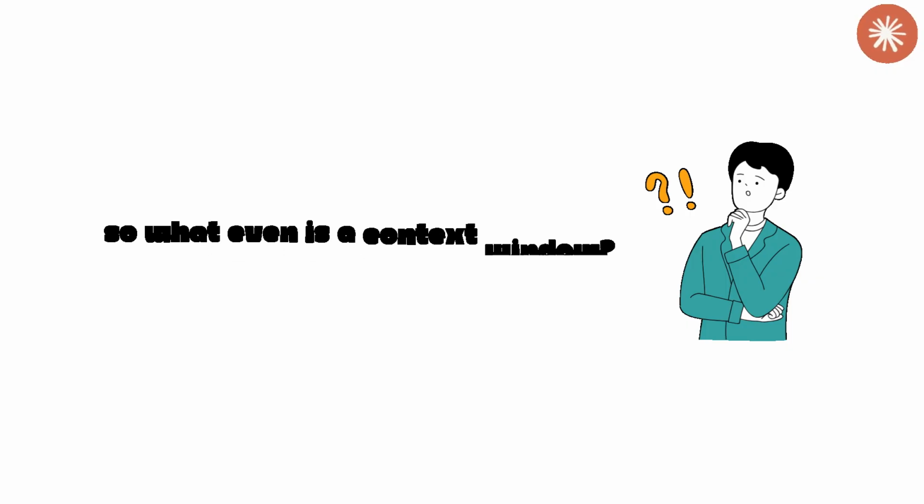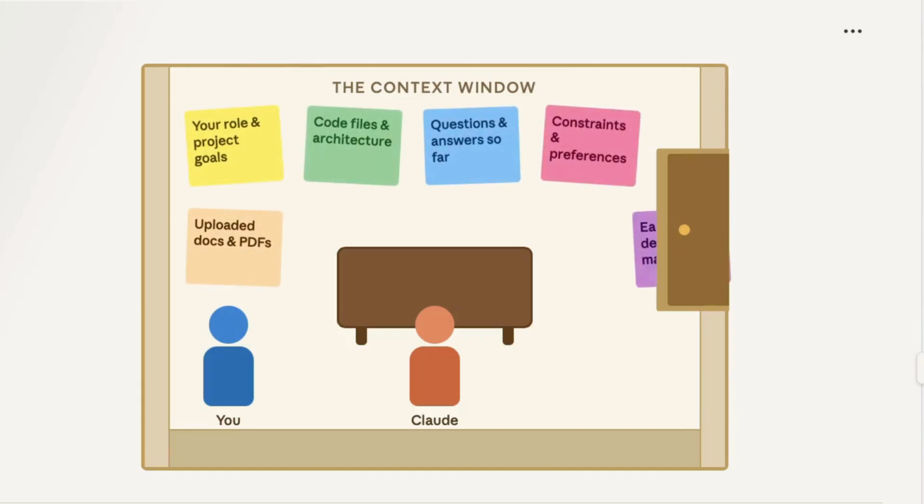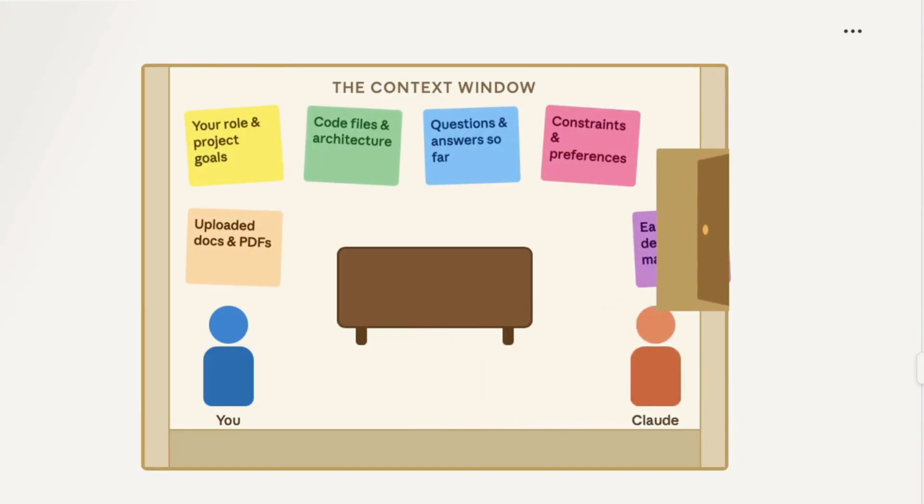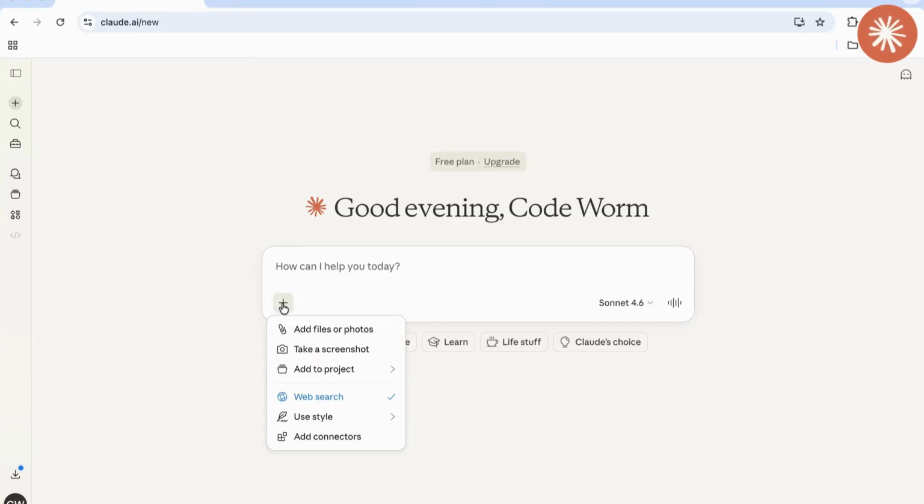So what even is a context window? Simplest possible explanation. Imagine you hire a brilliant consultant. You sit them down in a room. Everything you tell them, they remember perfectly. But the moment they leave the room, it's like a blank slate. Claude's room is massive, big enough for a full novel, an entire codebase, all at once. Here is the first demo.